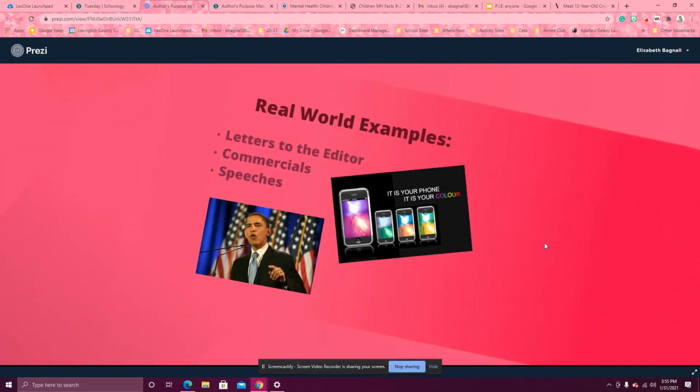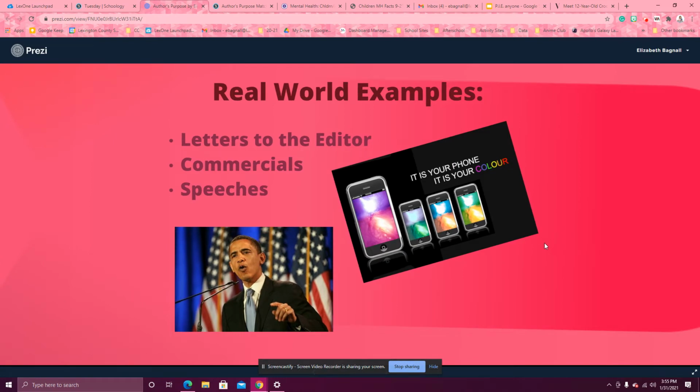So let's look at some real world examples. Letters to the editor. I know most of you aren't super familiar with what that is, but when you go to newspapers or look at newspapers online, you will find a section called letters to the editor. This is when a reader writes the editor trying to convince them to change something or promote something. Commercials are great examples of persuade. They're trying to get you to buy something because they think it's the best. Anytime you see a commercial, whether it's for Burger King or Apple iPhones, it is a persuasive text. And speeches, like candidate speeches trying to get you to vote for someone. Those are designed to get you to believe one thing or another.